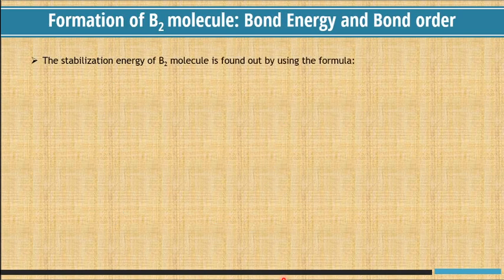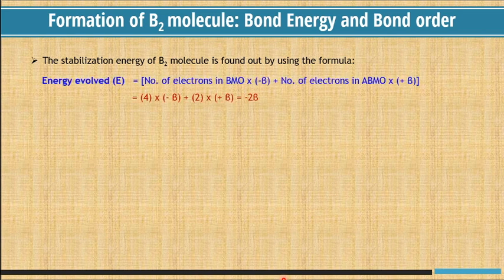Let us calculate the bond energy and bond order for the boron molecule. The stabilization energy of the B2 molecule is found by using the formula: energy evolved E is equal to the number of electrons in the bonding molecular orbitals into minus B plus the number of electrons in antibonding molecular orbitals into plus B. So that is equal to 4 into minus B plus 2 into plus B, that is equal to minus 2B.